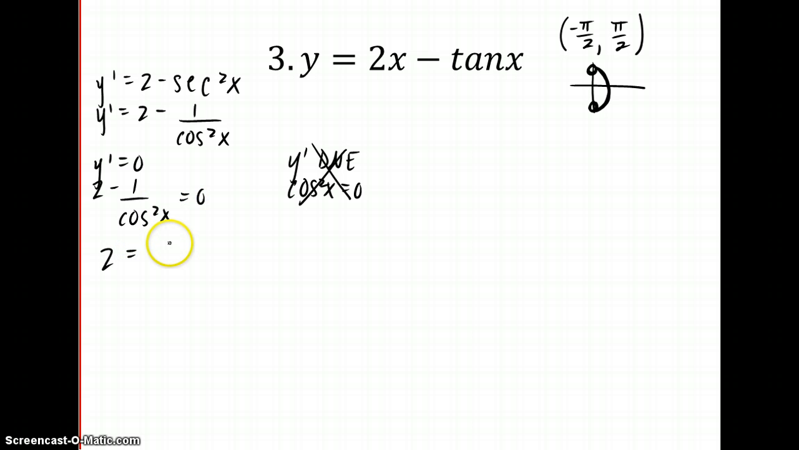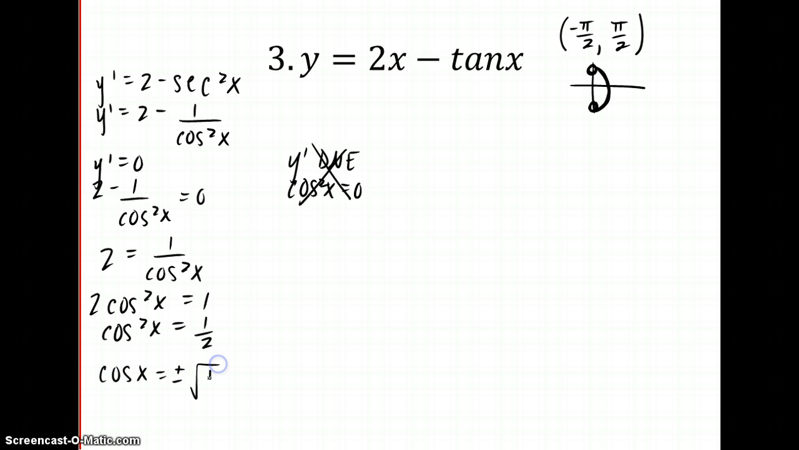2 equals secant squared x, multiplying by cosine squared x. Taking the square root, we get plus or minus square root of 1/2. If we were to rationalize this, it'd be plus or minus square root of 2 over 2. So this reference angle is pi over 4, and because of the interval, we're only looking at the positive value because we're only in the first and fourth quadrants, and the cosine is positive in both of those quadrants.